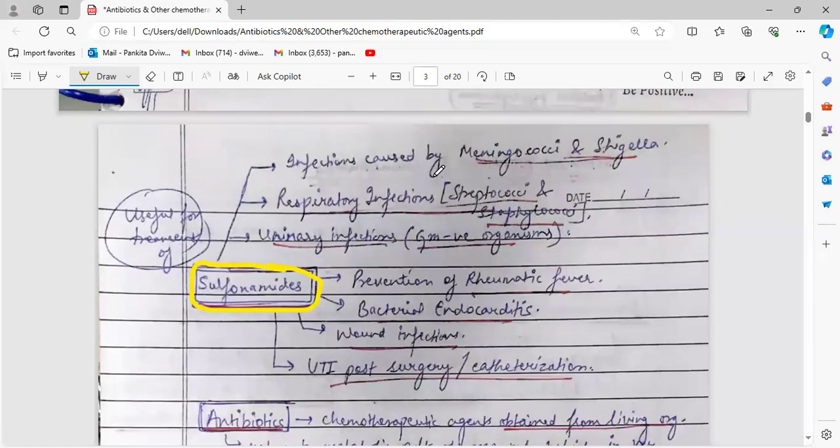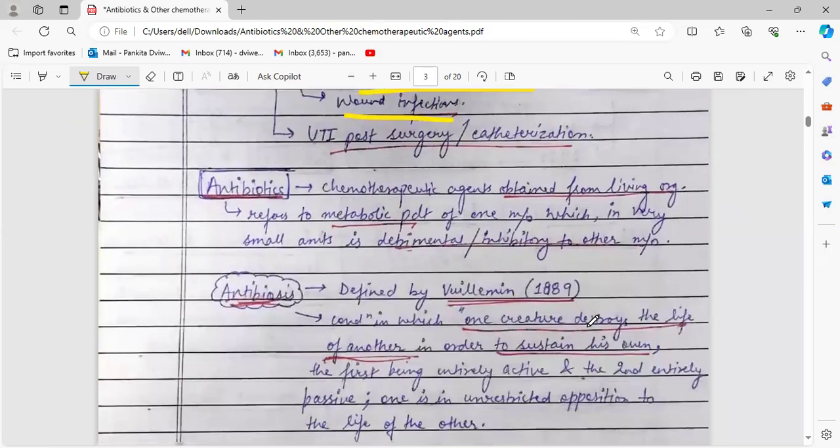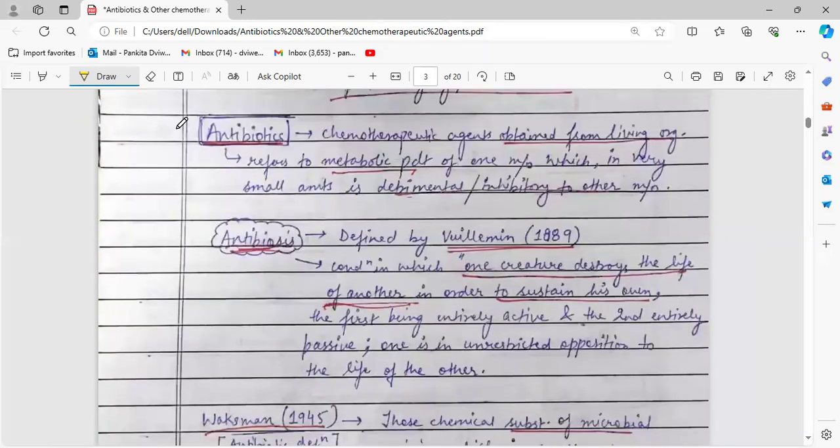Among them are infections caused by meningococci and Shigella, the respiratory infections caused by streptococci and staphylococci, and urinary tract infections caused by the gram-negative organisms. They are used for prevention of rheumatic fever. Sulfonamides are also used for bacterial endocarditis and wound infections. They are used for prevention of UTIs, post-surgery, and catheterization.